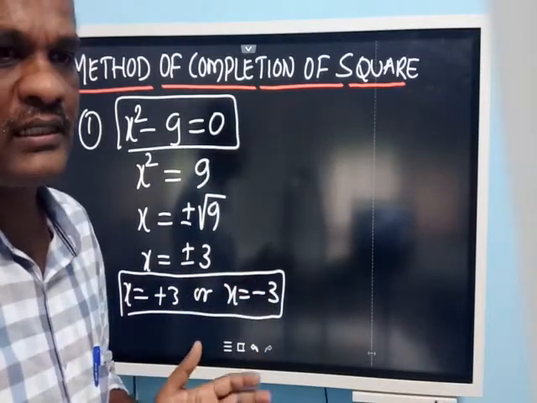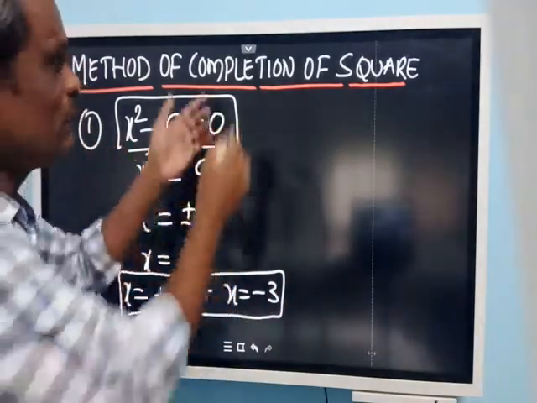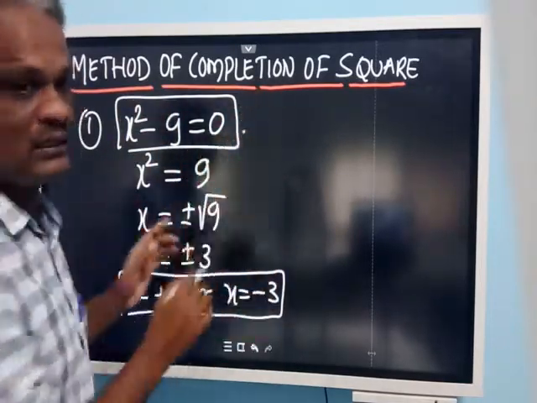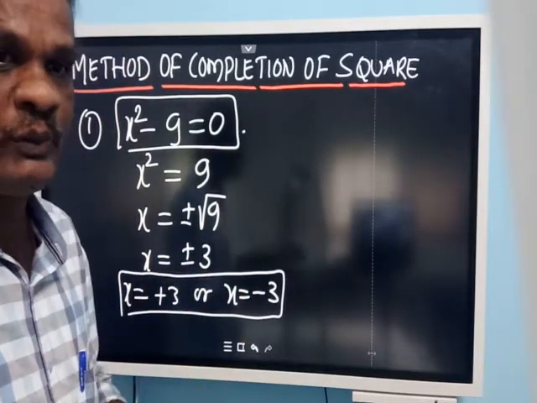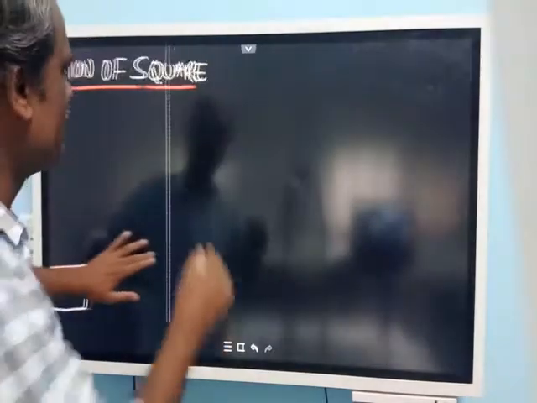So this is the way you can solve when the variable is completely inside the square. That's why this is called completion of square. We have to bring all other equations into this form, where all the variables in the equation are inside the square. Then it is very easy. I will take one more example.